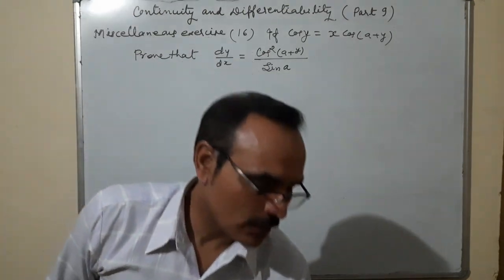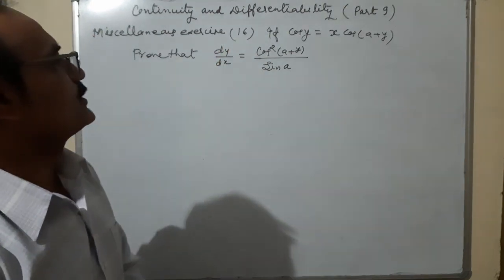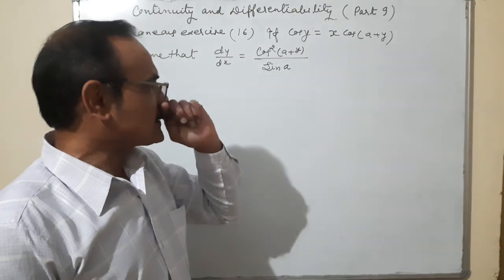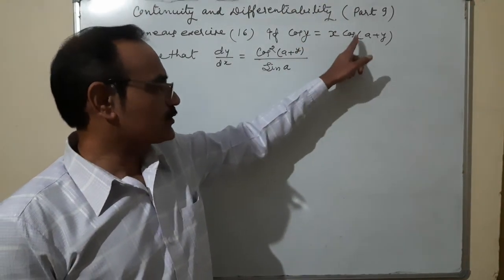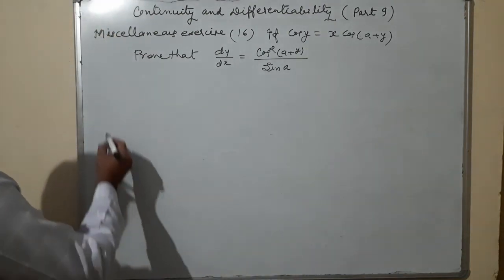Cos y is equal to x cos a plus y. Prove that dy by dx is equal to cos square a plus y upon sin a. In this question, cos y is on one side and here is also x cos a plus y. Okay. So how to solve this question?